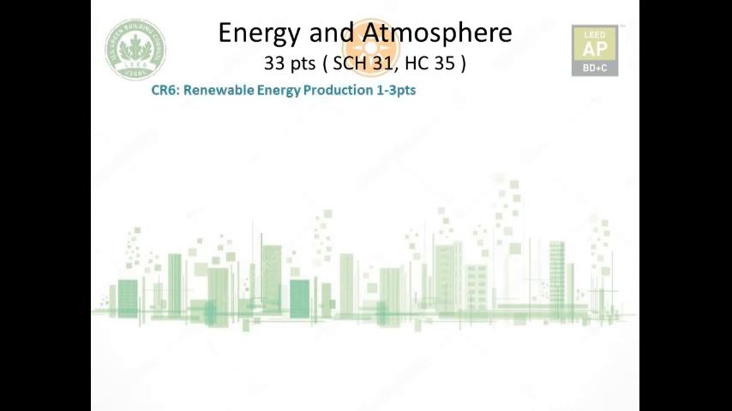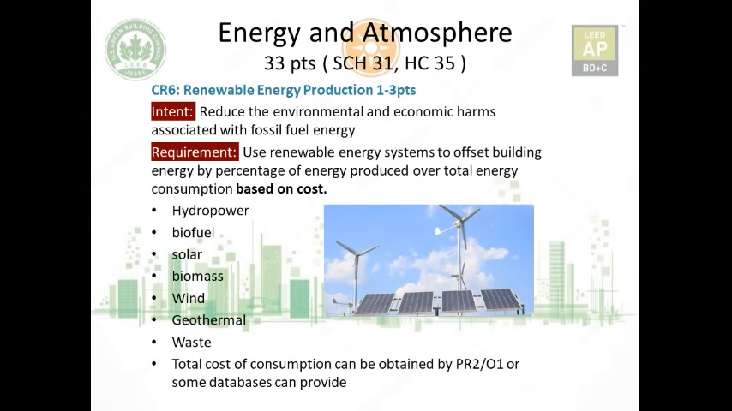Credit number 6, renewable energy production, 1 to 3 points for all adaptations. Remember, this is the on-site production of energy we are talking about, by the renewable. So the intent is to reduce the environmental impacts associated with fossil fuel energy. We know that when fossil fuel is burnt, it releases greenhouse gases that contribute to global warming.